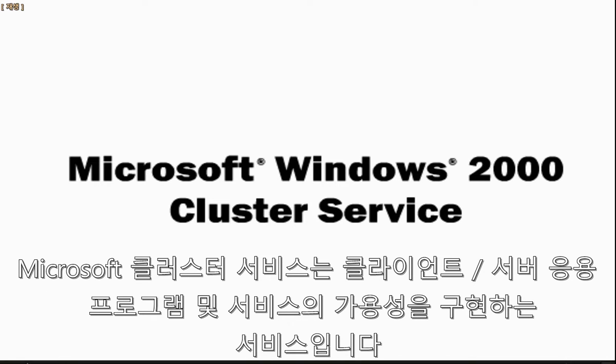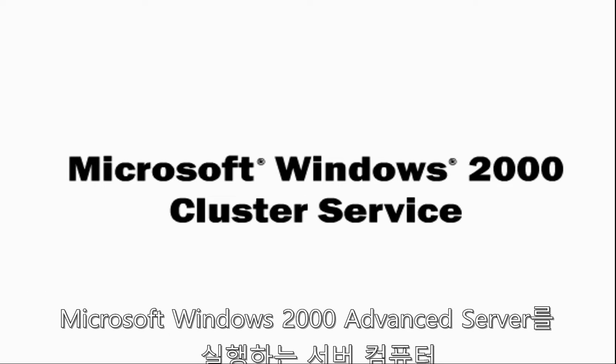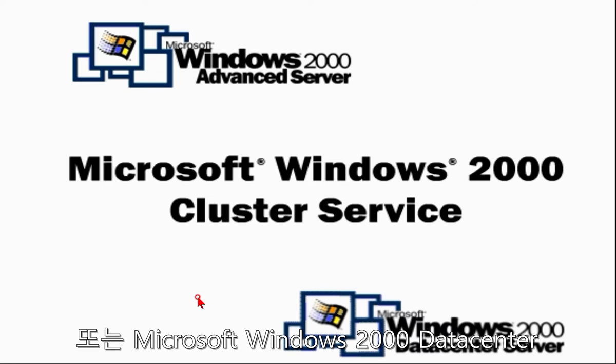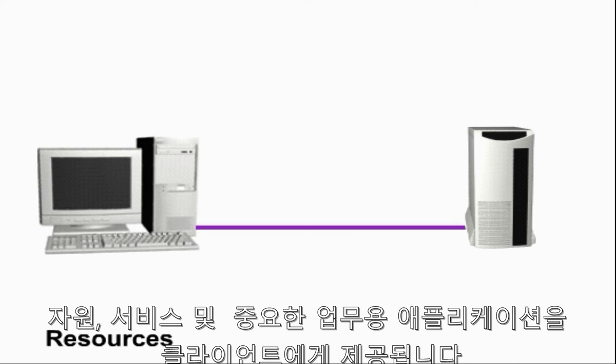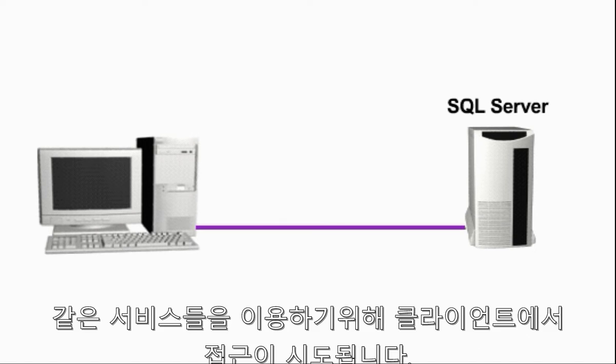Microsoft Cluster Service improves the availability of client-server applications and services on computers running Microsoft Windows 2000 Advanced Server or Microsoft Windows 2000 Data Center. Client-server applications rely on the availability of data and network services to provide resources, services, and mission-critical applications to clients. For example, a public file share, a web server, and a database application are services typically accessed by clients.